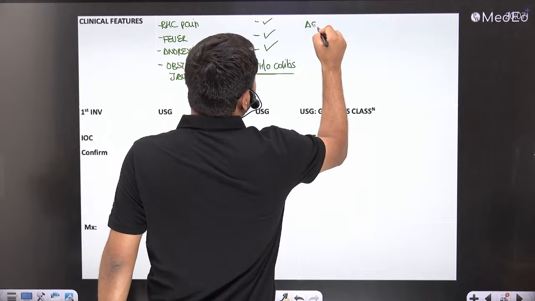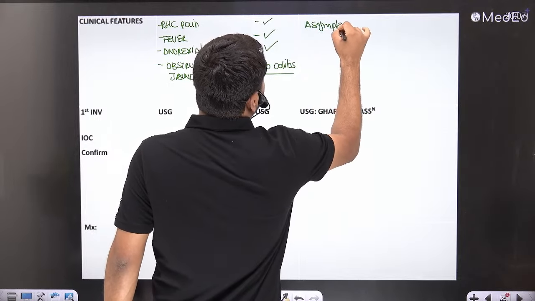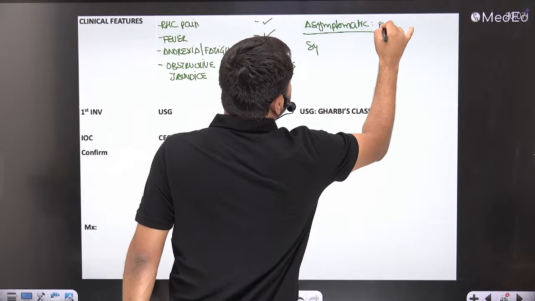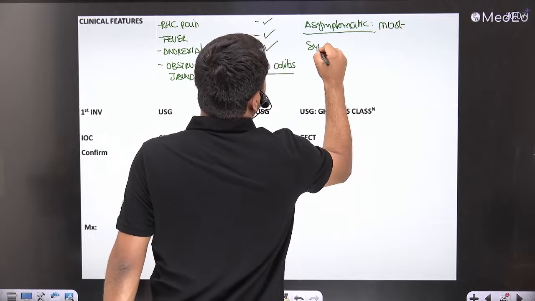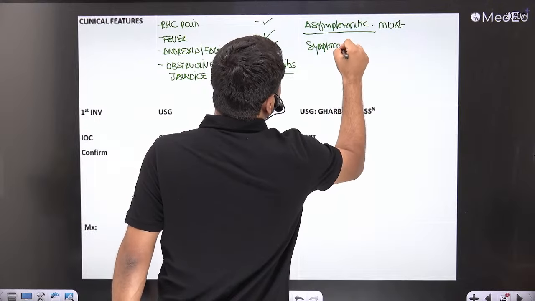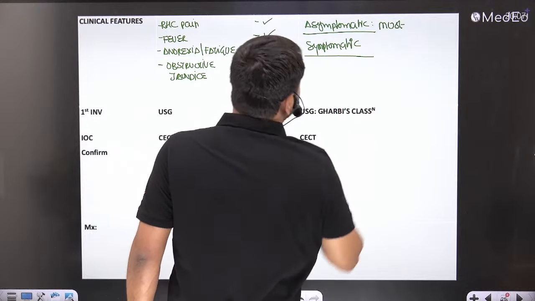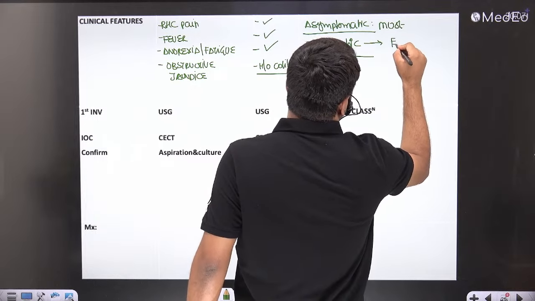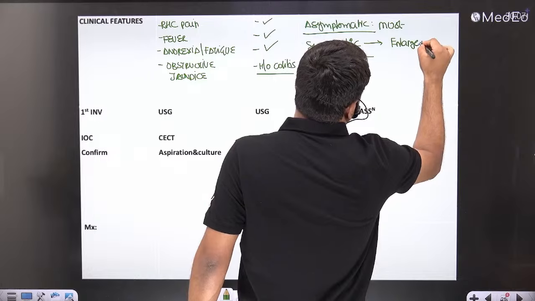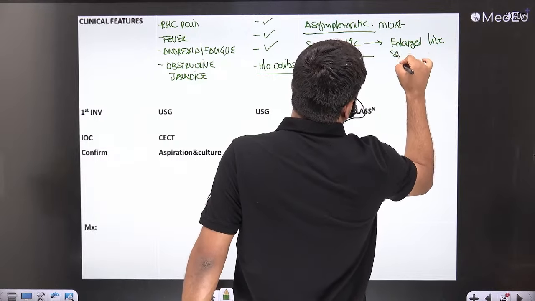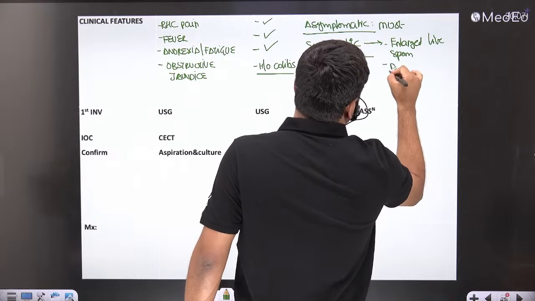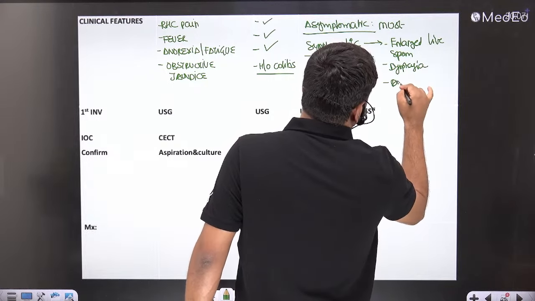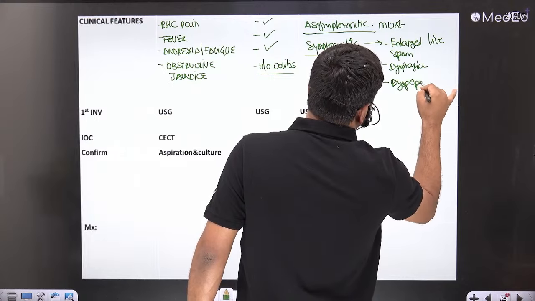Here, the majority of the patients will remain asymptomatic. They will have an incidental finding. Most of the patients will be asymptomatic. Those who are symptomatic, they maximally present to you with an enlarged liver span. That is the first thing. It can be associated with dysphagia. The liver will compress the gastroesophageal junction and might be associated with dyspepsia.